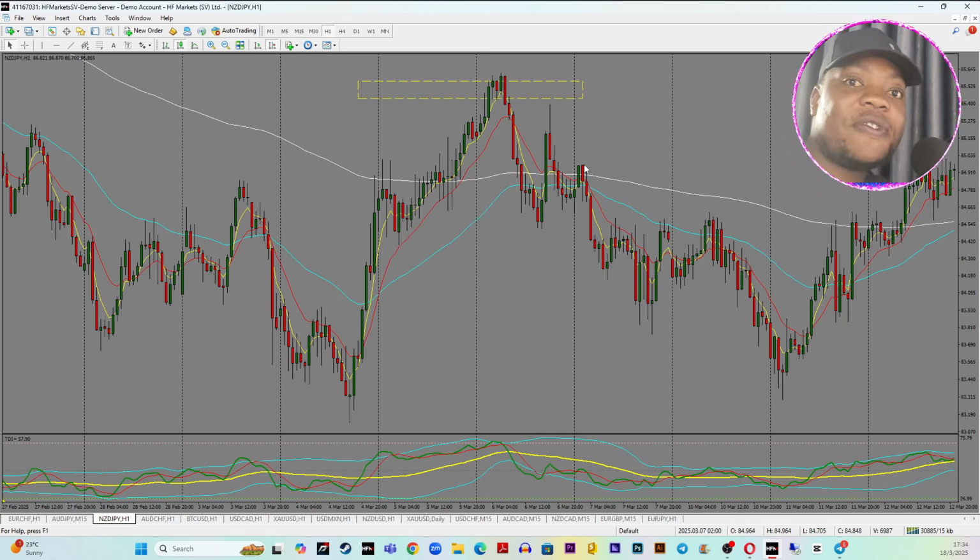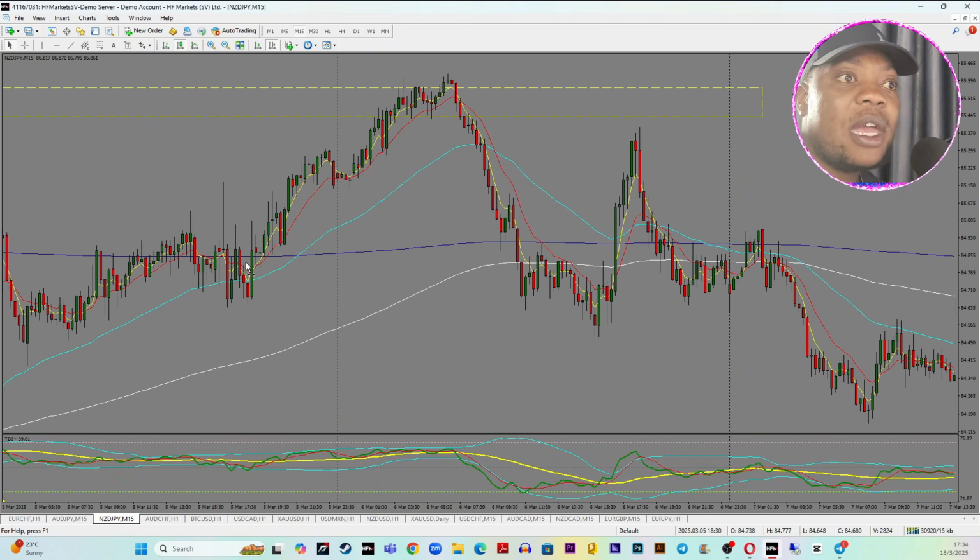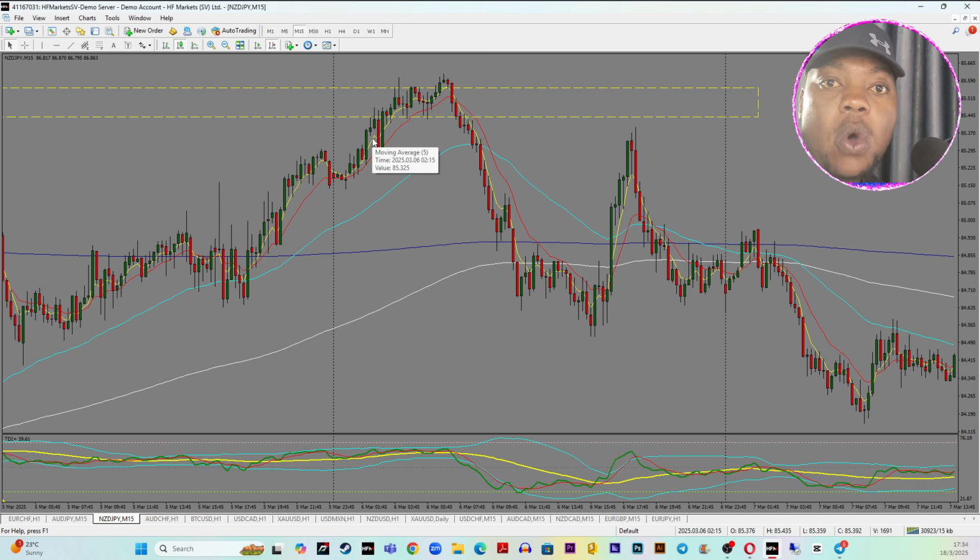So step 2, after validating a peak, it's either a peak for reset or a peak formation low, we now want to switch to the M15 time frame. If we go to the M15 time frame, this is the peak that I've marked on the H1 time frame. We want to see a reset of the market on the M15 time frame, just like the way we have been seeing on the H1 time frame.